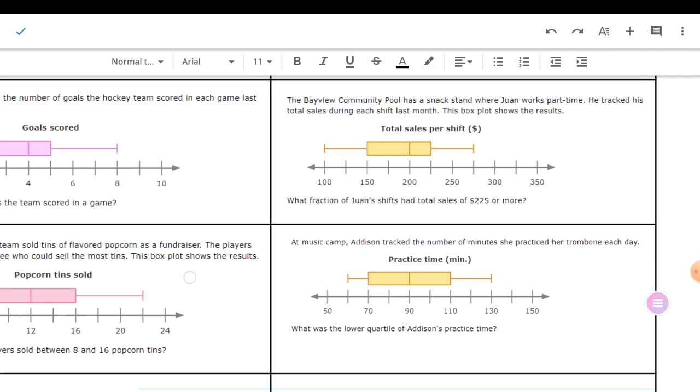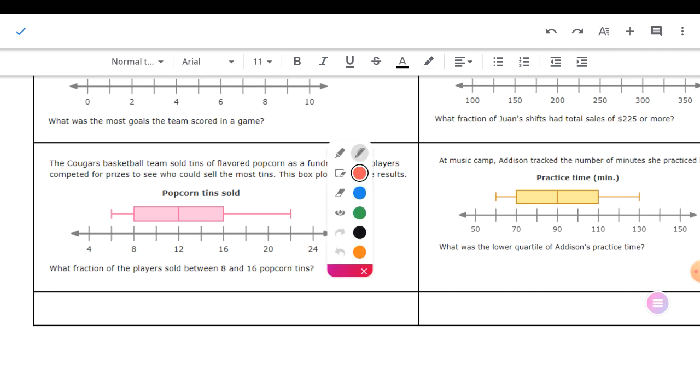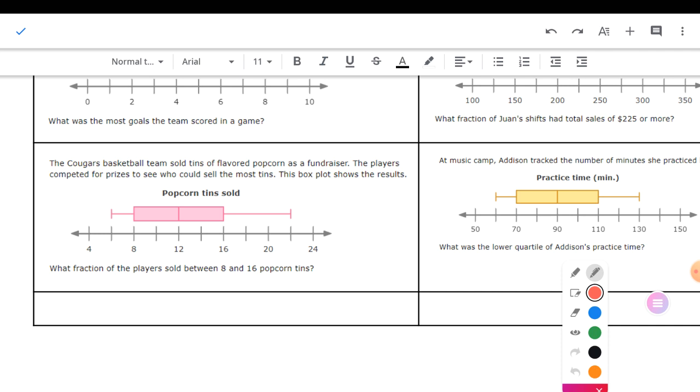Next one. The Cougars basketball team sold tins of flavored popcorn as a fundraiser. The players competed for prizes to see who could sell the most tins. This box plot shows the results. What fraction of the players sold between 8 and 16? So we're going to circle those numbers. Between 8 and 16. What did I circle? All of the boxes represent how much of the data, Reese? Half. Good job. So half.